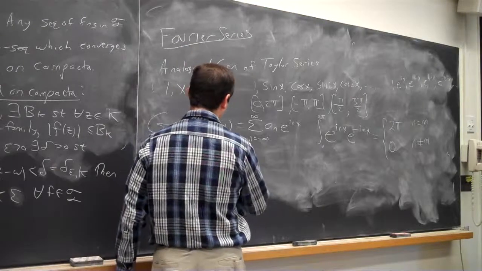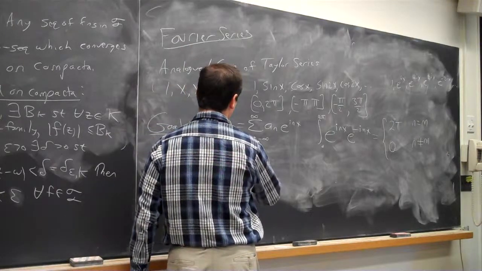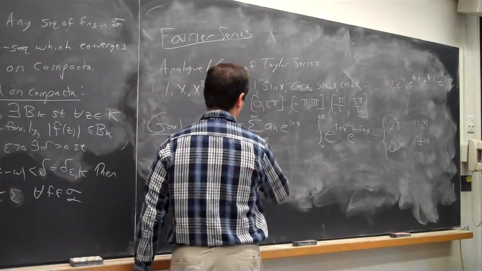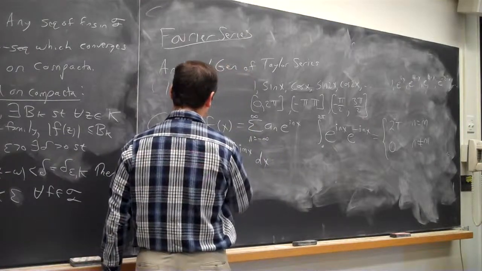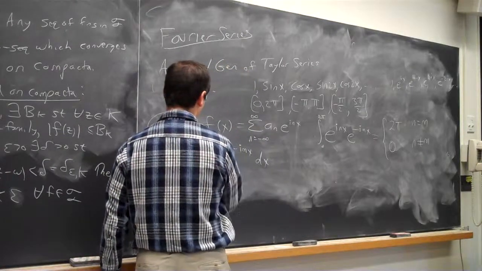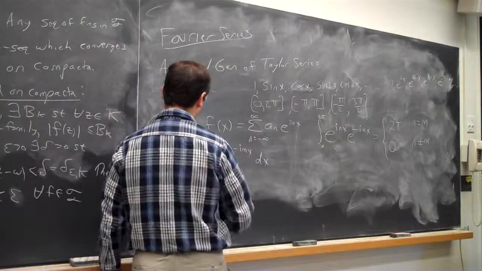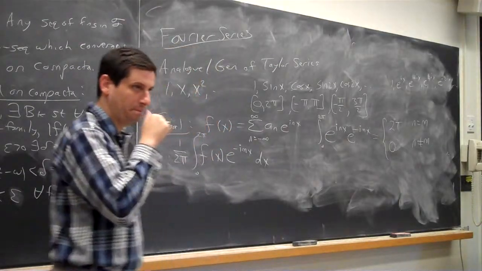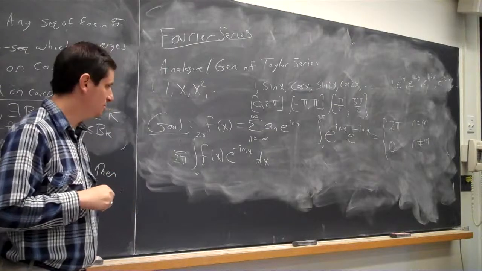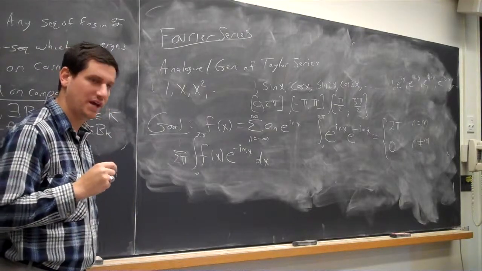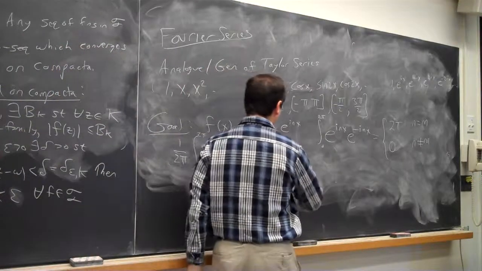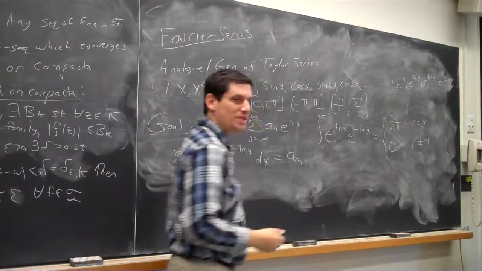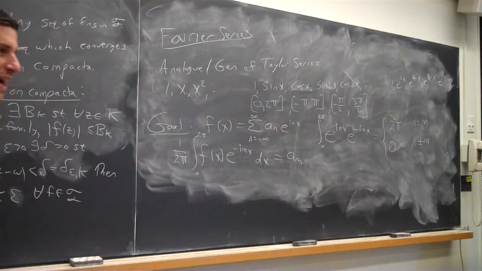If I take f of x, and I integrate by e to the minus i m x from 0 to 2 pi, and then I divide by 2 pi, if this expansion exists, what will that be? Almost. A sub what? A sub m. Assuming I can interchange the sum and the integral, assuming the function is given by the series expansion.